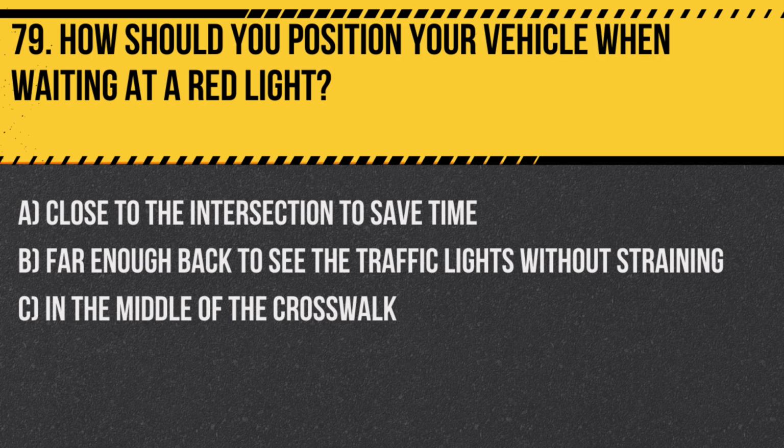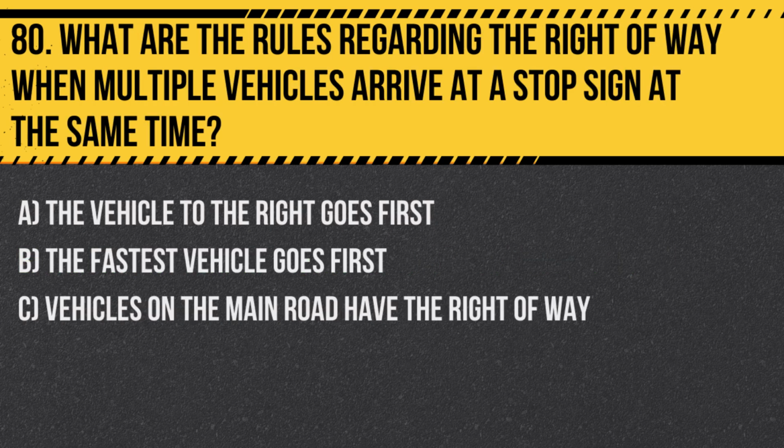C. In the middle of the crosswalk. Answer: B. Far enough back to see the traffic lights without straining. This position allows you to respond to the light change appropriately and ensures pedestrian safety. Question 80. What are the rules regarding the right-of-way when multiple vehicles arrive at a stop sign at the same time? A. The vehicle to the right goes first.